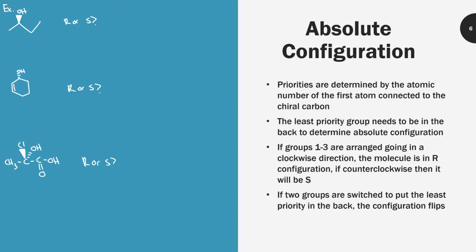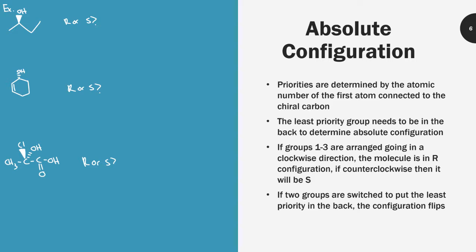The least priority group has to be in the back to determine absolute configuration. So if the least priority group is not in the back, you have to switch it to the back before you can determine anything. If 4 is in the back, we ignore 4, and we're only paying attention to 1 through 3. So if the 1, 2, 3 priority groups are arranged going in a clockwise direction, then it's an R configuration. If counterclockwise, then it's an S.